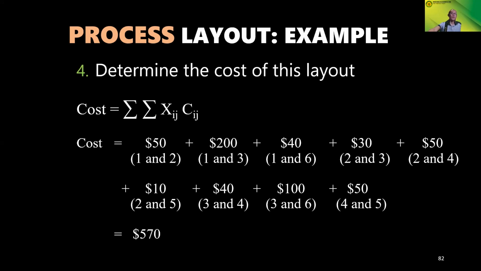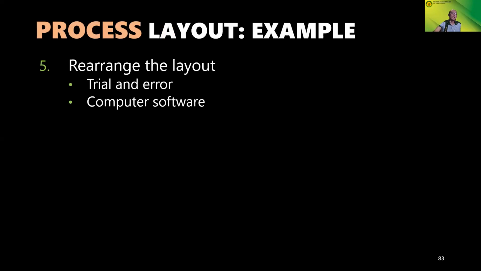This is step 4. Step 5 is to rearrange the layout using trial and error, or in advanced systems, they are actually using computer software to rearrange the layout, taking into consideration some restrictions and other inputs. But for now, we just use trial and error, since we don't have computer software. So, the clue is that 1, 3, and 6 should be placed adjacent, since the load is 100, and so on and so forth. So, this is our improved layout.